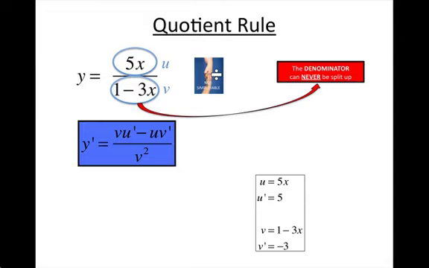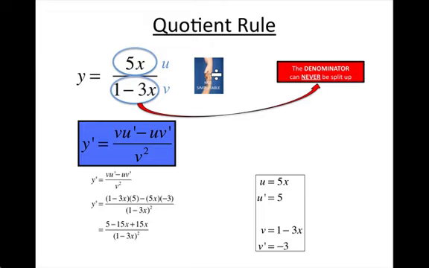Okay, so let's write out that formula again. Say it out loud: vu dash minus uv dash over v squared. Now we sub in each of those in their own brackets so that we don't get any expansion errors. We sub them through like that, and now we can multiply it through where need be. So we expand the 5 through the 1 minus 3x, and we'll times the minus 5x by minus 3.